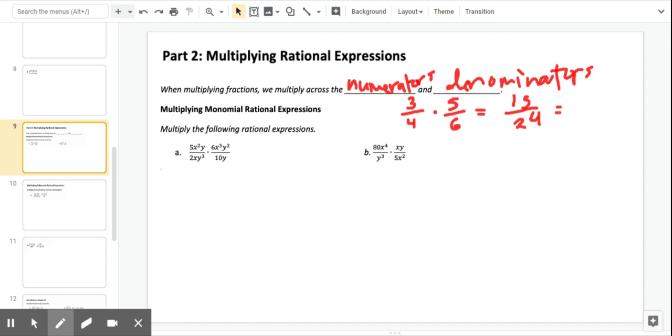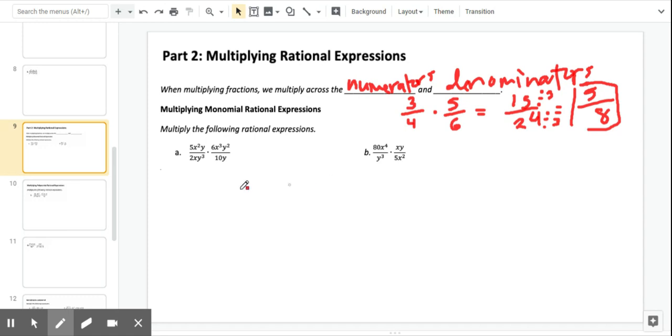If we reduce this, we can reduce by 3 because 3 goes into both 15 and 24. So we're going to divide by 3, divide by 3. 15 divided by 3 is 5, and 24 divided by 3 is 8. So our final answer, simplified, is 5 over 8.